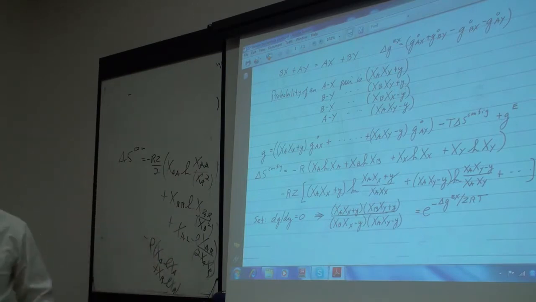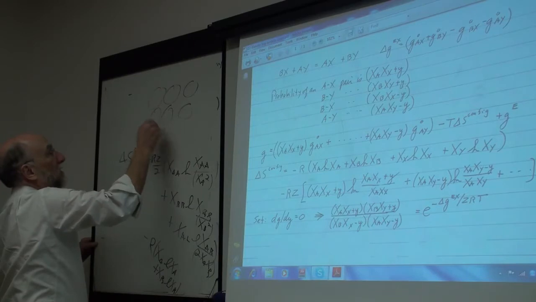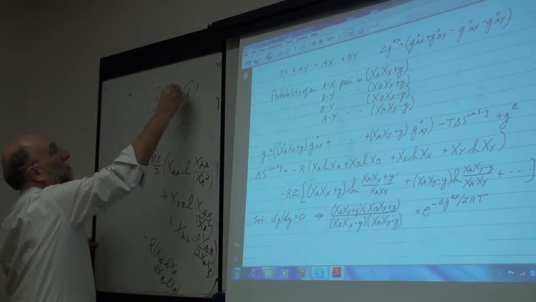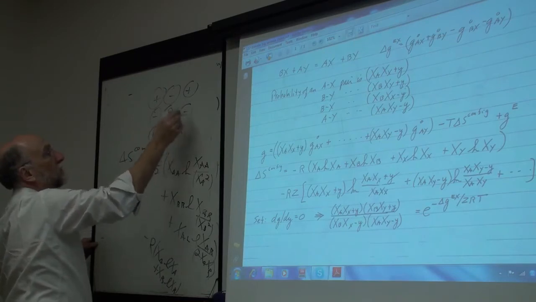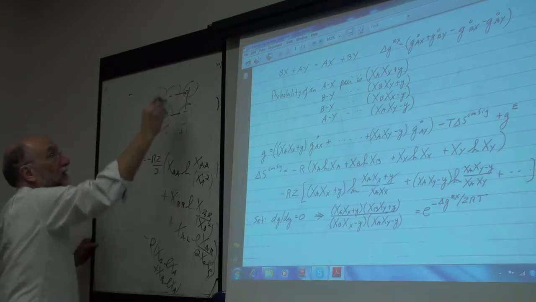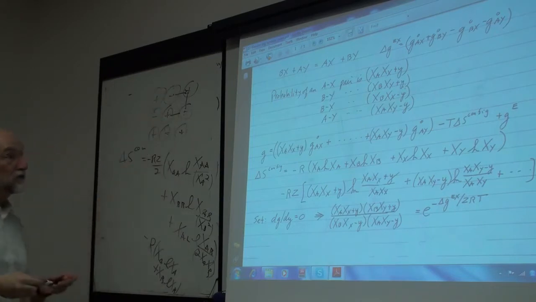Okay, now we're doing the same thing, but we're talking about first nearest neighbor pair sites in a 2 sublattice model. Okay, so now we have these, your pair sites. And we're talking about the number of AX pairs, the number of BY pairs, AY and BX pairs, and so on.